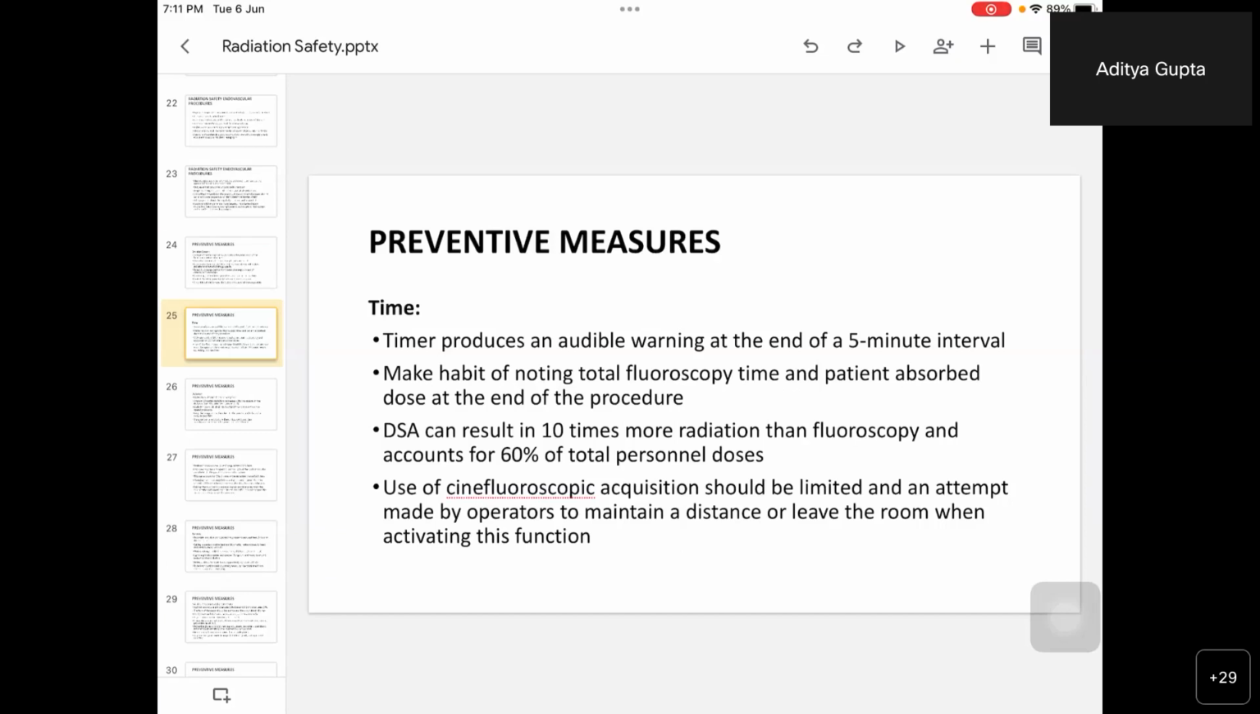DSA can result in 10 times more radiation than fluoroscopy. So its use should be limited, and it should be used only where required. And it accounts for almost 60% of total personal dose. Use of cine fluoroscopic acquisition should be limited, and an attempt should be made by operators to maintain a distance and/or leave the room whenever activating this cine fluoroscopy.